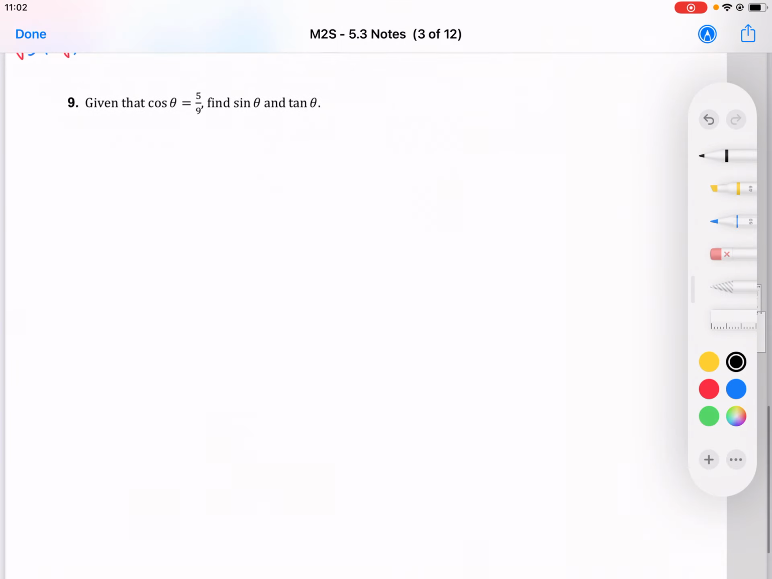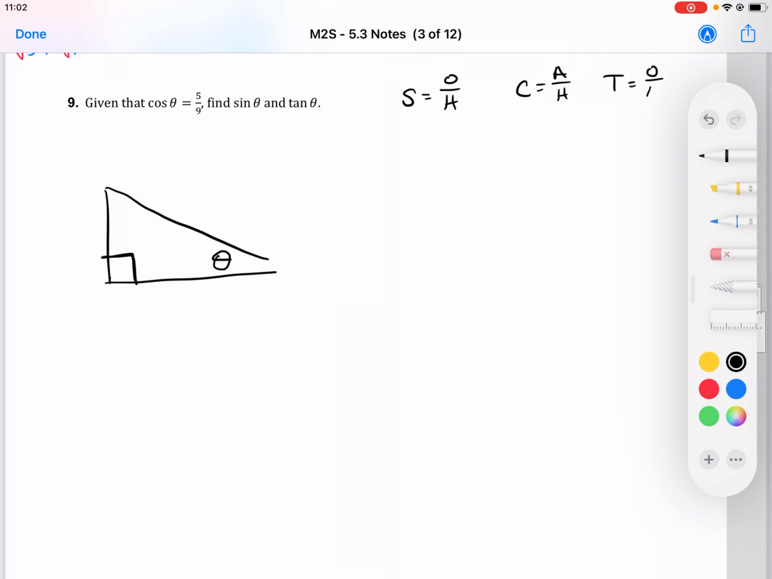Let's go ahead and do one more. So once again, make a right triangle. Mark your angle. Probably haven't said that enough. So we want to mark the angle that we're using. They gave us cosine, so using our SOHCAHTOA, we've got the adjacent over the hypotenuse.